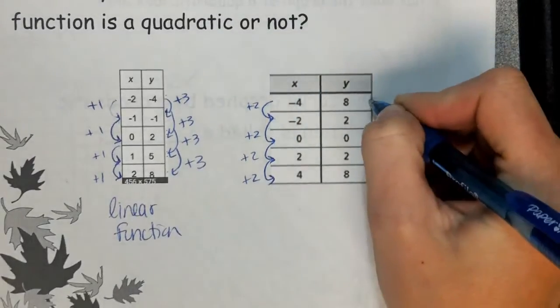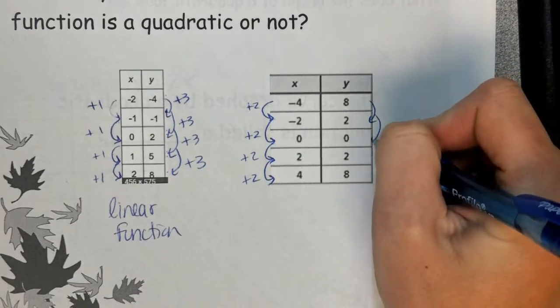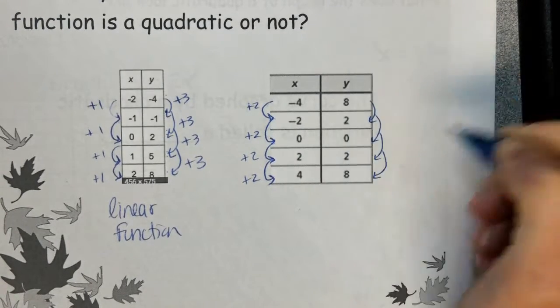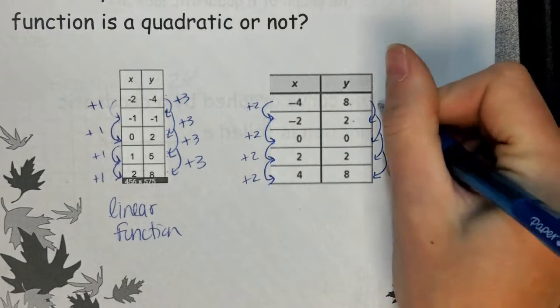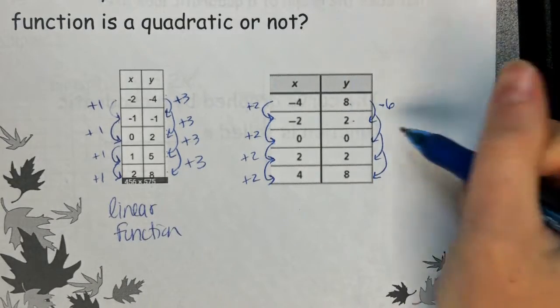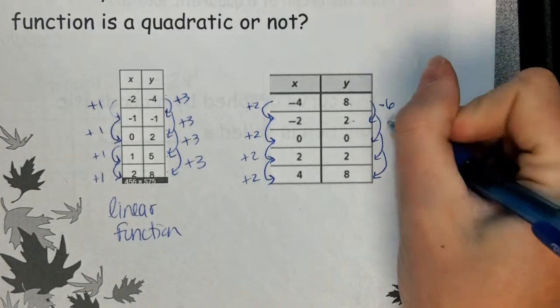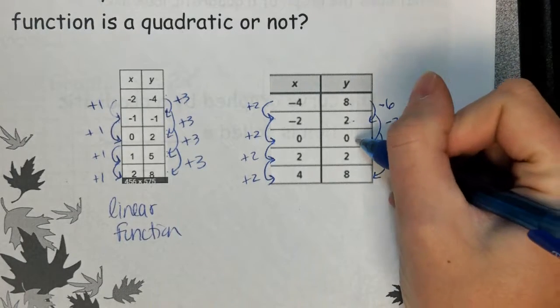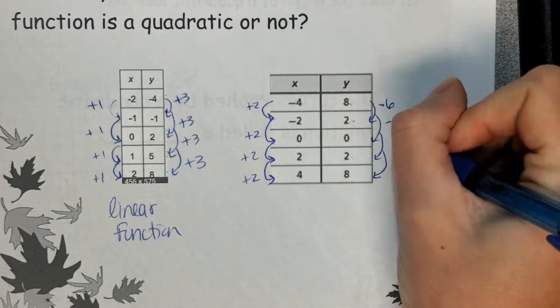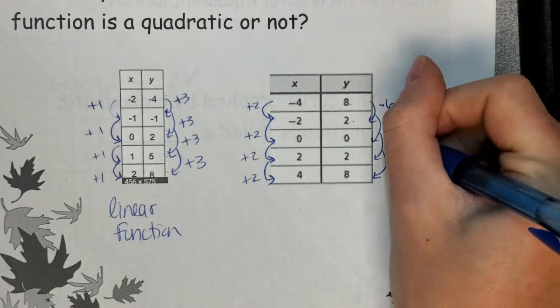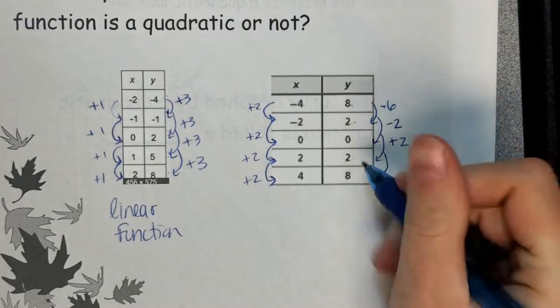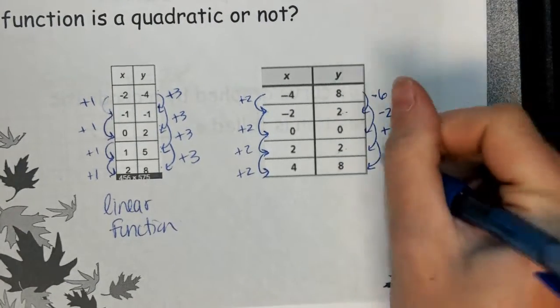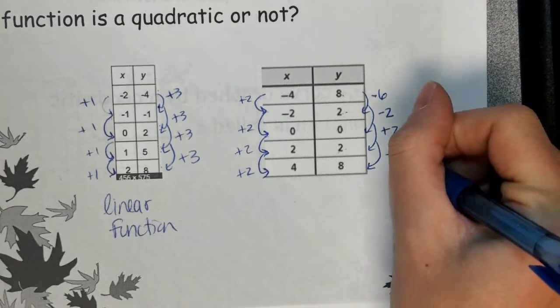Over here, let's see what's happening. From 8 to 2, we went down by 6. From 2 to 0, we went down by 2. From 0 to 2, we went up by 2. And from 2 to 8, we went up by 6.